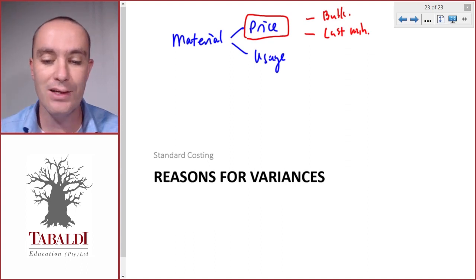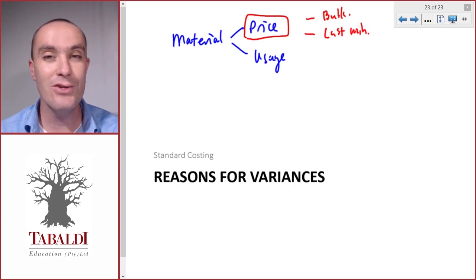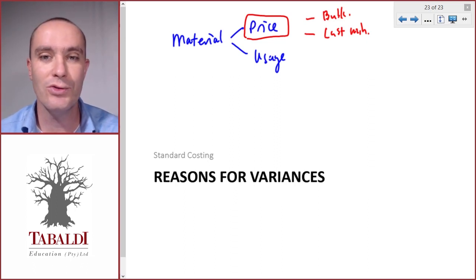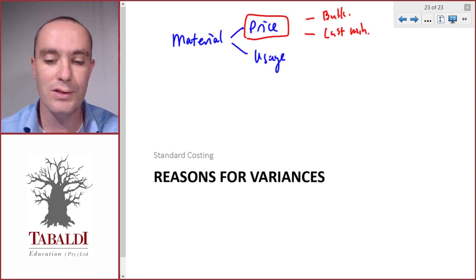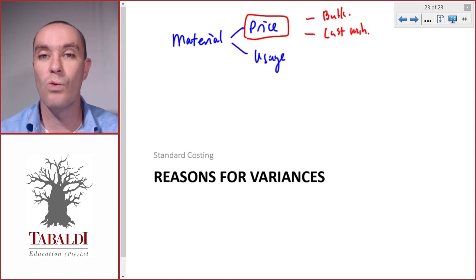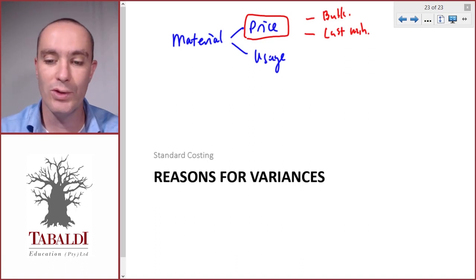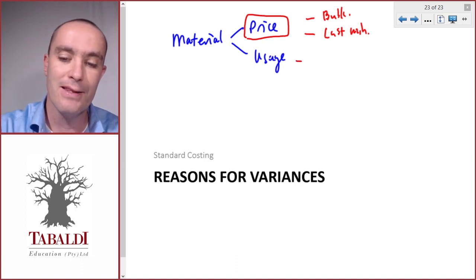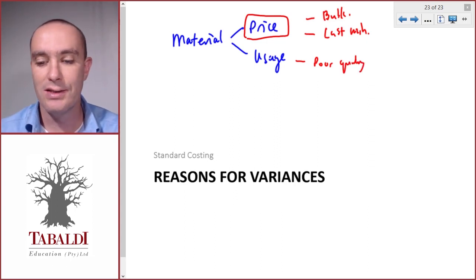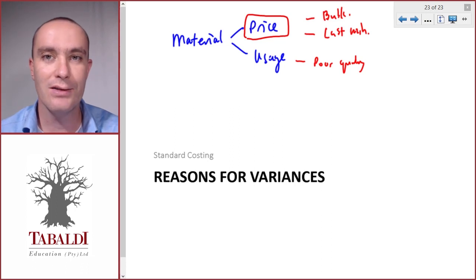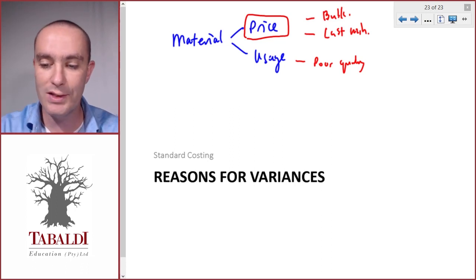Then what about the material usage variance? Again, you can't say we used more than what we should have used. That is just saying we've got a negative variance in more words. So you must give a reason, why did we use more than what we should have used? So maybe the material was of poor quality, so we had to do a lot of redos, or some of it broke while we handled it and we needed to use more of it.